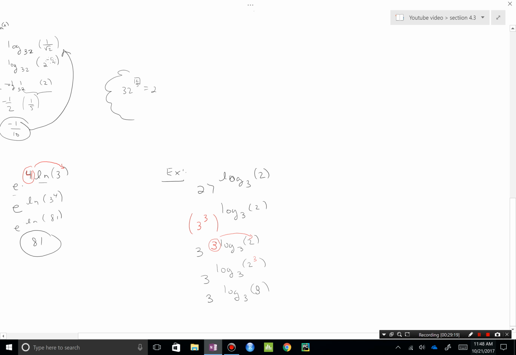And then, because this and this undo each other because of the second law of logarithms, we end up getting this. Easy peasy lemon squeezy.